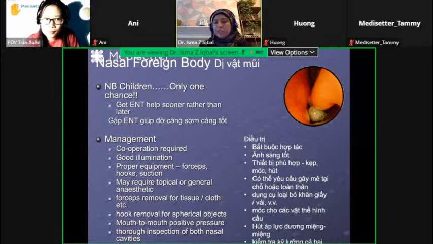If it's just something small, then mum could block off one nostril and put her mouth over the child's mouth and blow hard, and sometimes the foreign body will come out.